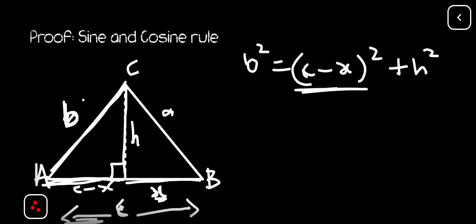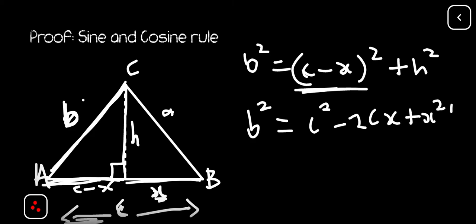So let us expand this. Since we've understood that, if we expand that, you should know how to expand this, right? So we'll have c squared minus 2cx plus x squared, okay? Then plus h squared. So this is what you get when you expand this. I'm sure you understand that. Okay, so now we've gotten that.